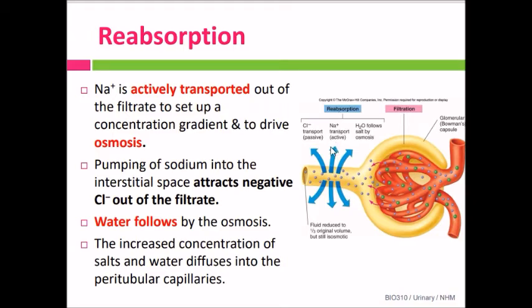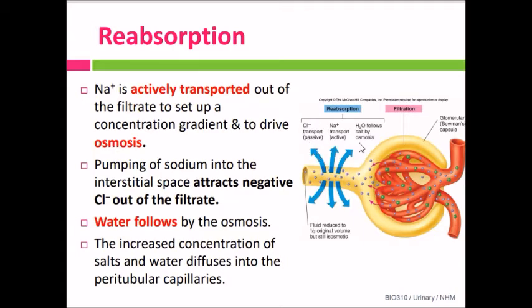The reabsorption actually also involves chloride ions, sodium ions, and also water that follow salt by osmosis. And the pumping of sodium into the interstitial space will attract the negative chloride ions out of the lumen. It starts from the reabsorption of sodium ion first, and then it will be followed by the reabsorption of the chloride ion.